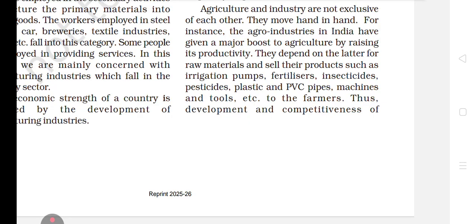exclusive of each other, they move hand in hand. Very important. For instance, the agro industries in India have given a major boost to agriculture by raising its productivity, because very well in agriculture also we are using many items like fertilizers, pesticides, tractors, etc. So they depend on the latter for raw materials and sell their products such as irrigation pumps, fertilizers, insecticides, pesticides, plastics, and PVC pipes. Okay, PVC pipes also, machines and tools, etc. to the farmers.